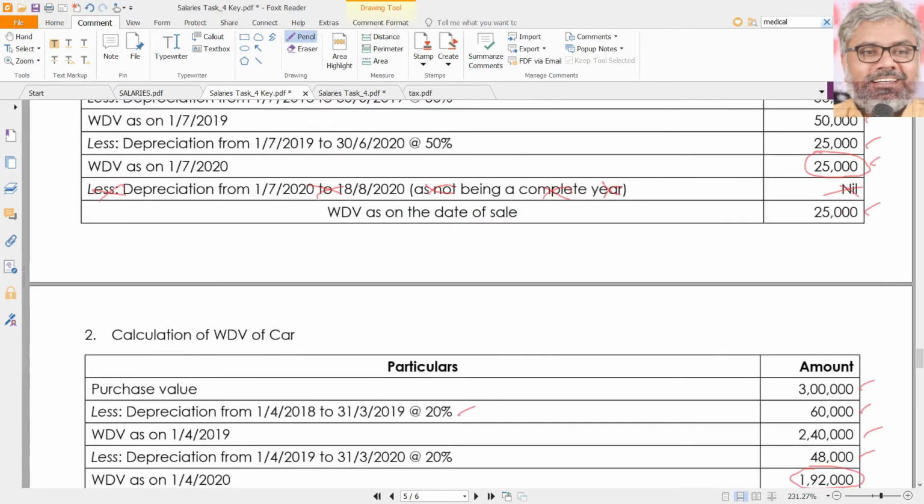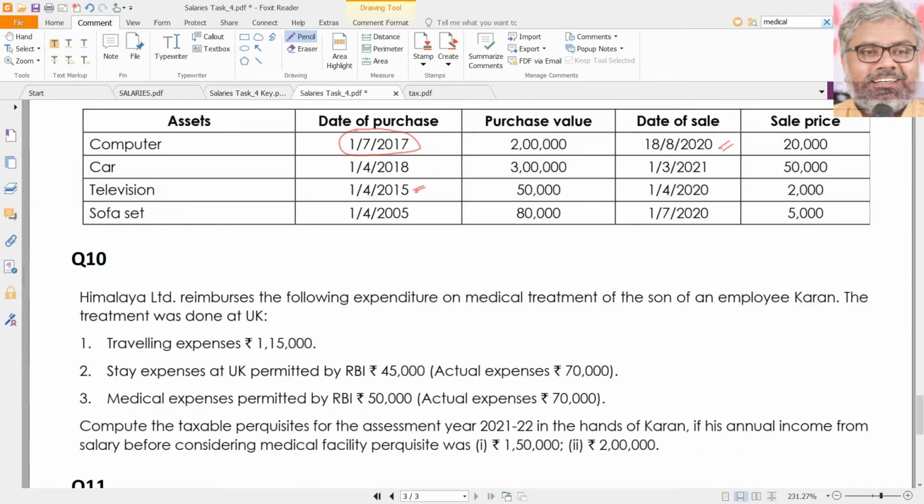Then what about the sofa set? Look at the dates carefully. The sofa set was purchased in 2005, long back. Purchase value is 80,000. Now the date of sale is 1/7/2020. So up to 31st March 2020, how many years would have passed? Easily 15 years have passed. So 10% each year, 8,000, 8,000 if you deduct, like that in 10 years this asset will be fully depreciated. That means what will be the value of this? Zero. So there is no WDV for this old asset at all.